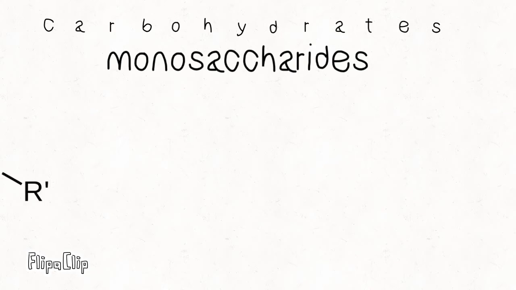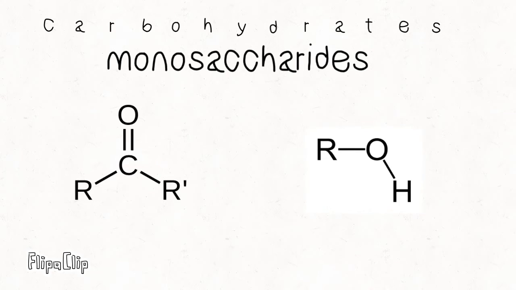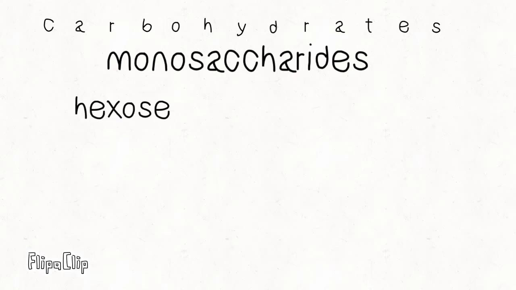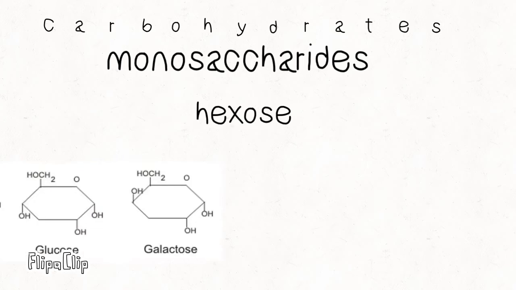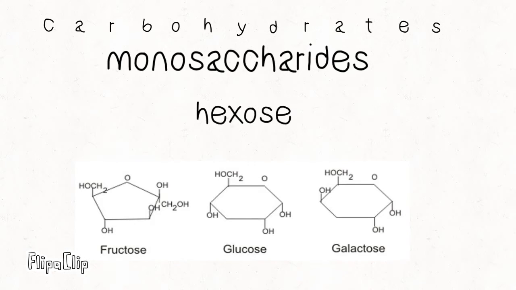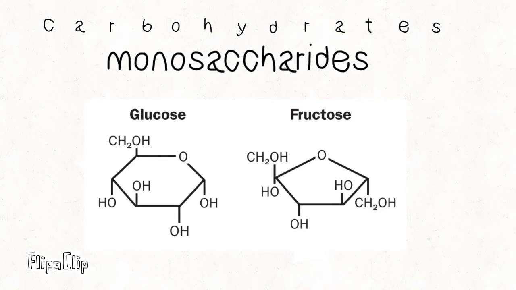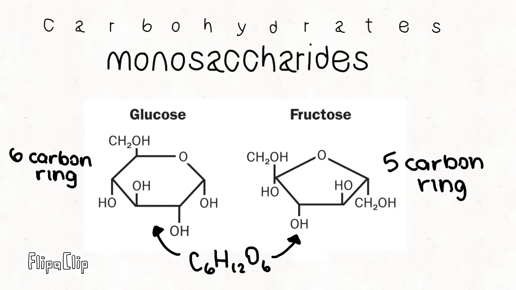Monosaccharides have molecular formulas that are some multiple of the unit CH2O. Monosaccharides have a carbonyl group and multiple hydroxyl groups. The most common monosaccharides are hexose sugars like glucose, galactose, and fructose. Most names for sugars end in -ose. Depending on the location of the carbonyl group, the sugar is an aldose or a ketose. Glucose, an aldose, and fructose, a ketose, are structural isomers.